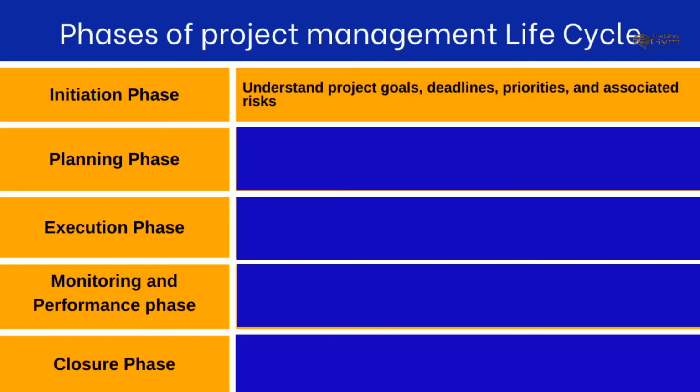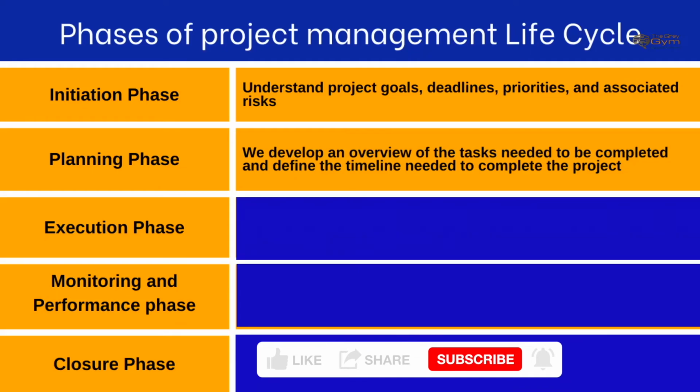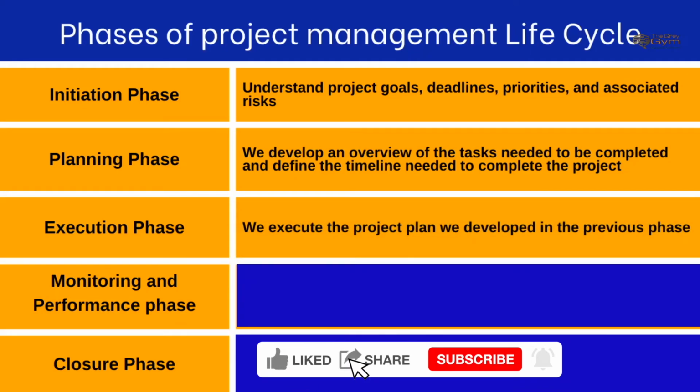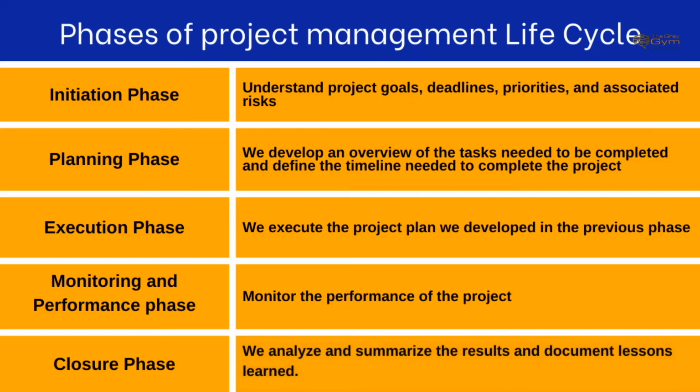In the initiation phase, we understand project goals, deadlines, priorities, and associated risks. In the planning phase, we develop an overview of the tasks needed to be completed, and we define the timeline needed to complete the project. In the execution phase, we execute the project plan, of course the plan which we developed in the previous phase. We then monitor the performance of the project in the monitoring and performance phase. And finally, in the closure phase, we analyze and summarize the results and document lessons learned.